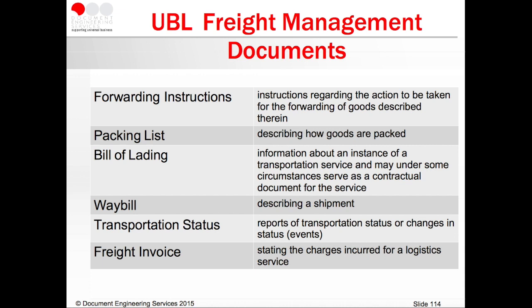So anyone who's been involved in international freight will recognize some of these document types: forwarding instructions, packing lists, bills of lading and waybill, transportation status and freight invoice. So these are things which you would expect to see in an international shipping process, and UBL provides XML schema for all of those.